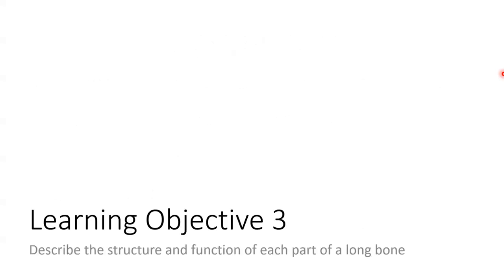So moving on to learning objective number 3, we are now going to look in more detail at the anatomy of a long bone, so just that one particular type. So you will need to be able to describe the structure and the function of each part of a long bone.